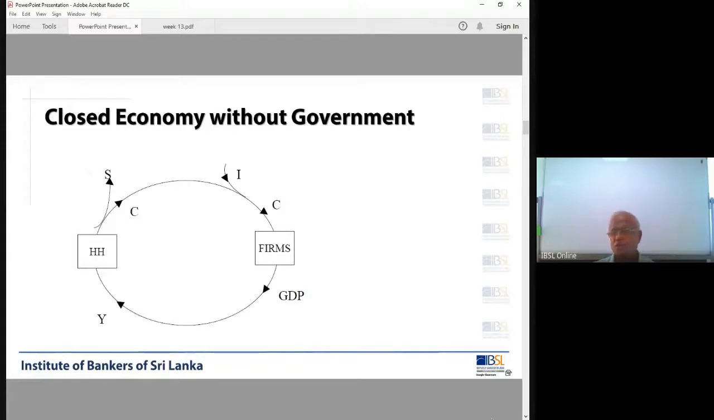two-sector model. Why is it called two-sector? Households and the business sector. Households and the firms. No government. Two-sector model. What are the activities? Consumption, savings, investment. Then GDP, output, supply, Y, and demand. Supply and demand. At equilibrium, GDP equals Y. GDP equals C plus I. Now that is the equation we are going to use to derive the IS curve.